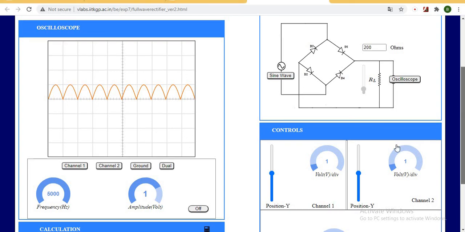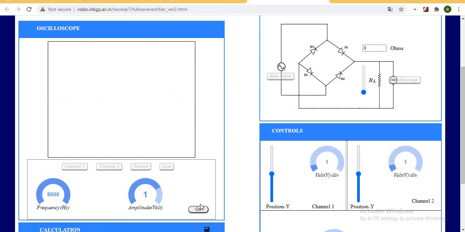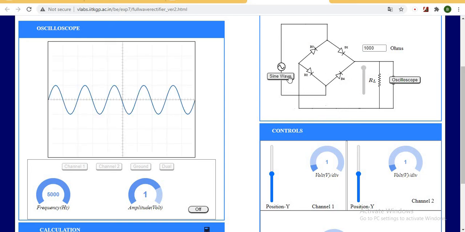So you can vary for different resistance and other things. For varying the different resistance, you have to turn off the supply, increase the resistor, and turn on again, and then you have to click the sine wave for input voltage and the oscilloscopes for the output voltage.